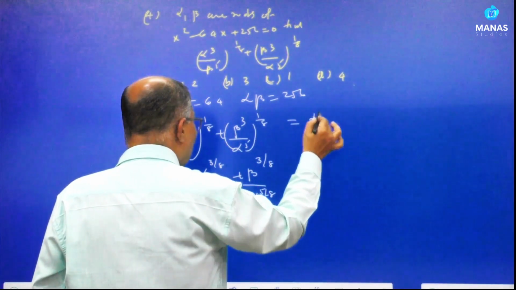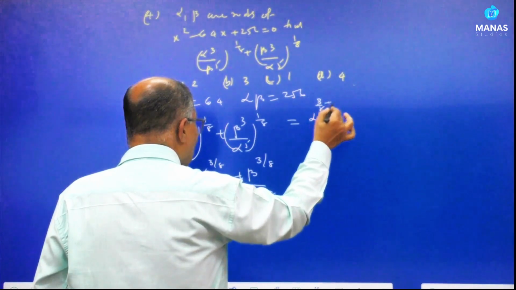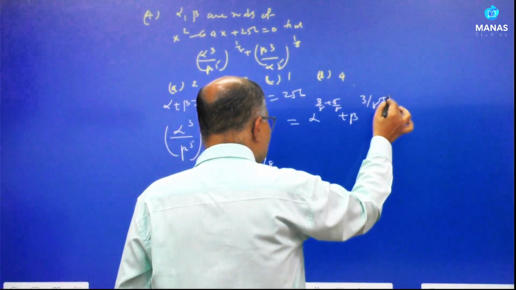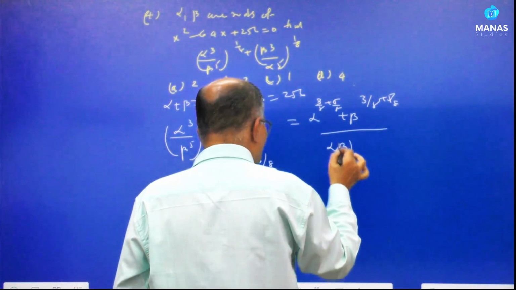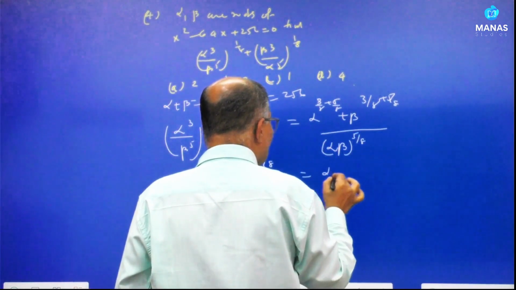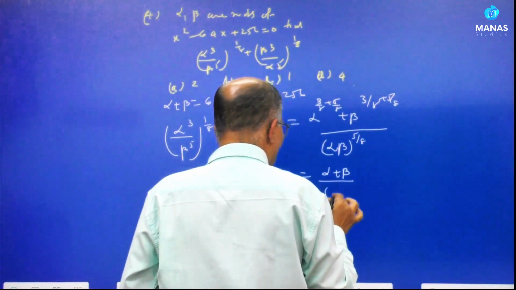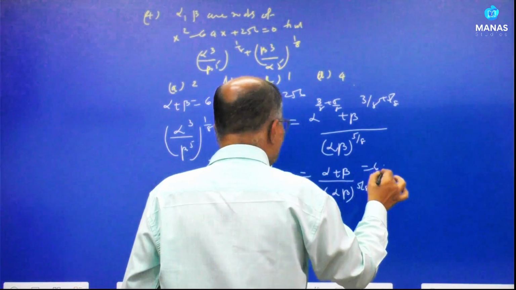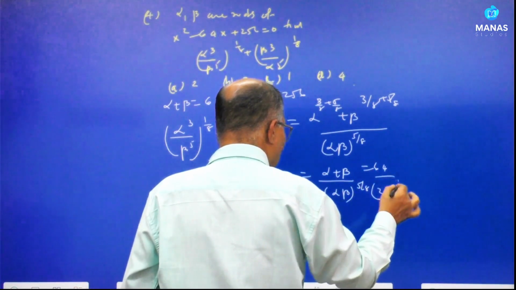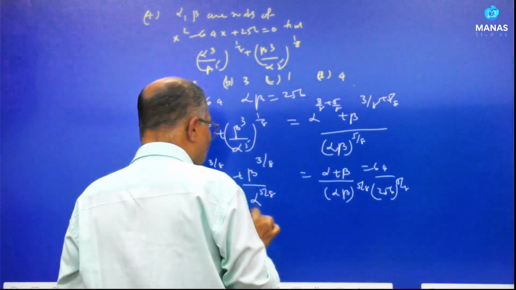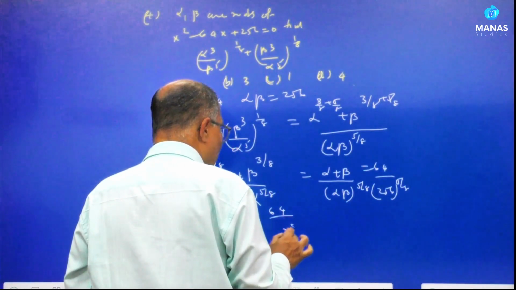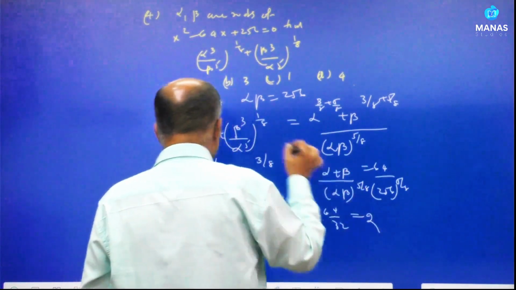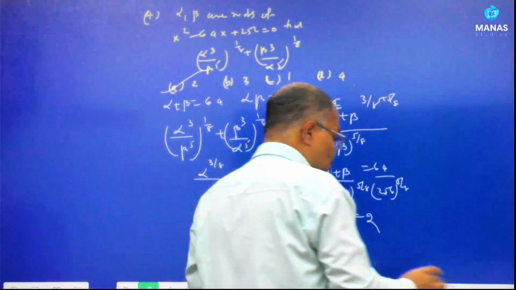That is equal to alpha to the power 3 by 8 plus 5 by 8, plus beta power 3 by 8 plus 5 by 8, divided by (alpha into beta) whole power 5 by 8. That is (alpha plus beta) divided by (alpha into beta) whole power 5 by 8. Alpha plus beta is 64 divided by 256 whole power 5 by 8. That is 64 divided by (2 power 8) whole power 5 by 8, which is 64 divided by 32, equal to 2. The answer is 2. Last question.